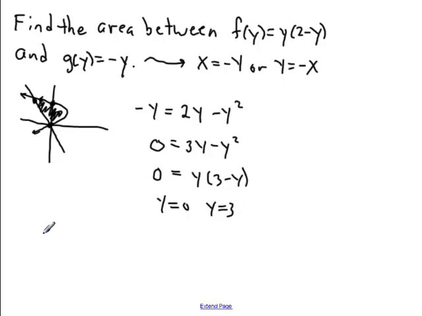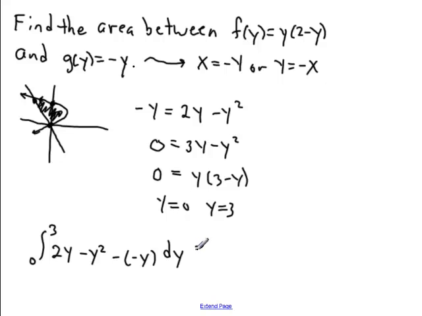So our area is going to be equal to the integral from 0 to 3 of the upper function with respect to y. So that's going to be the y times 2 minus y function. And again, I'm going to write that as 2y minus y squared minus the lower function, which is negative y, dy.